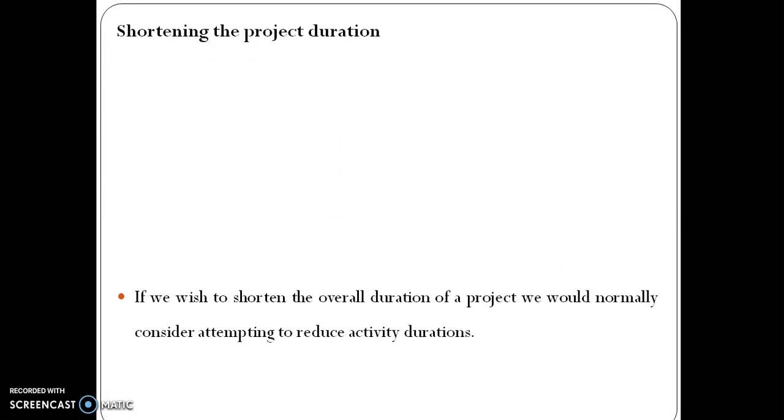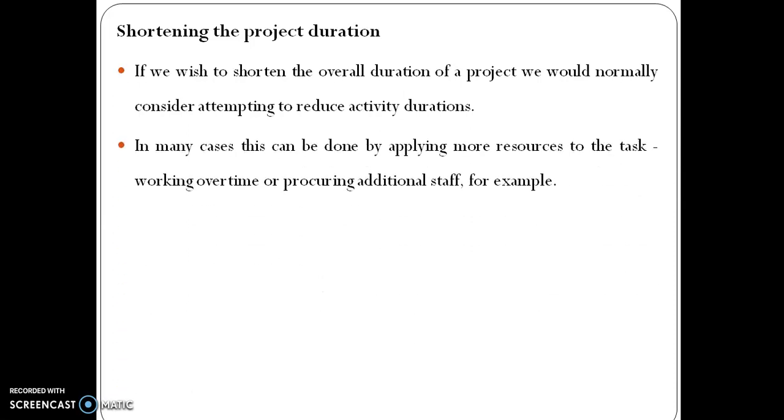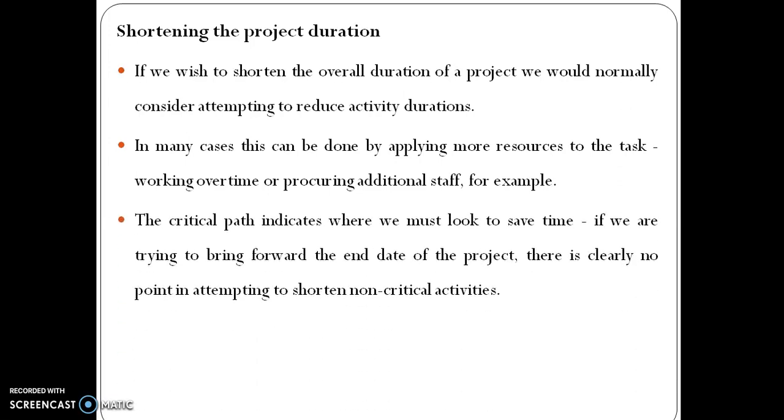Shortening the project duration. If we wish to shorten the overall duration of a project, we would normally consider attempting to reduce activity durations. In many cases, this can be done by applying more resources to the task, working overtime or procuring additional staff, for example. The critical path indicates where we must look to save time. If we are trying to bring forward the end date of the project, there is clearly no point in attempting to shorten non-critical activities.